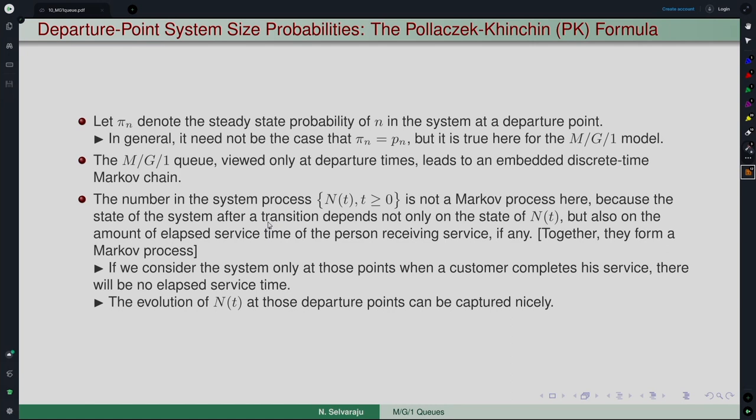But if I look at departure points, that elapsed service time is 0, right? So, if that is the case, then for the evolution of this N(t) from one departure point to the next departure point, I can forget the elapsed time. It is basically a regeneration point or restarting point, right?